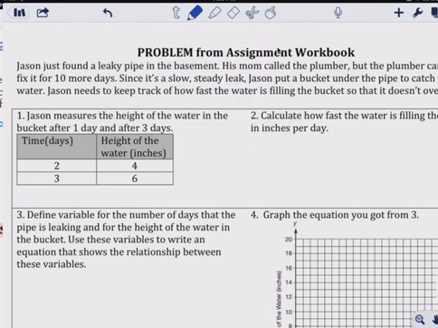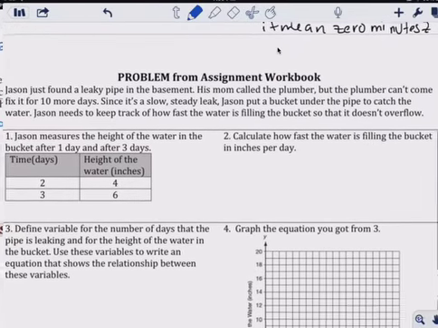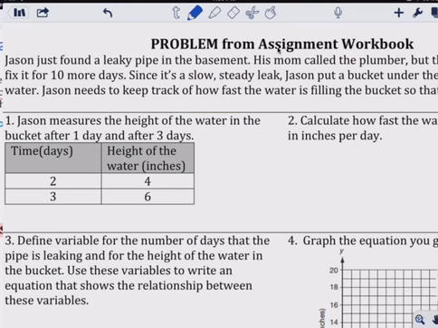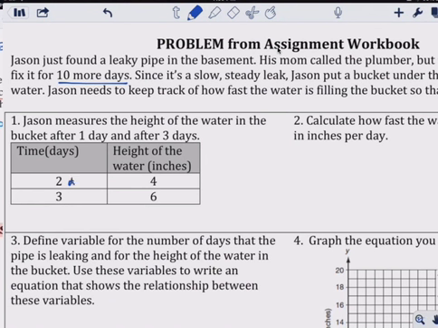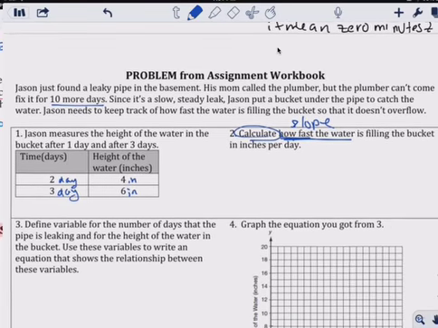Say Jason just found a leak in the basement. Okay, this is about the leak in the basement. But the plumbers can't fix it for 10 more days. So 10 days. So 2 days it leaks 4 inches. 3 days it leaks 6 inches. Calculate how fast the water, how fast is slope. Remember, those are slope words. Speed, how fast is the water filling the bucket in inches per day.